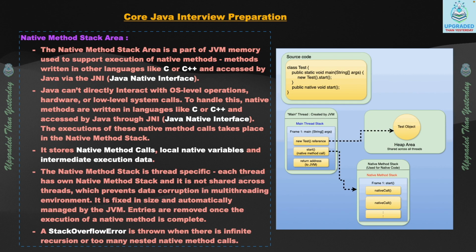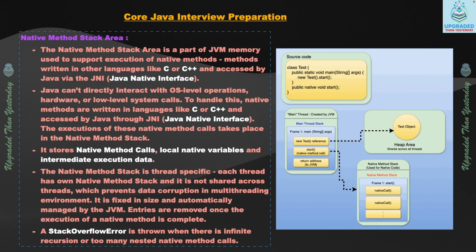The native method stack is not shared across all the threads. It is fixed in size and stores temporary data. Entries are removed from the stack once the execution of the native method is completed. Similar to the regular stack area, the native method stack throws a stack overflow error when there is infinite recursion or too many nested native calls.